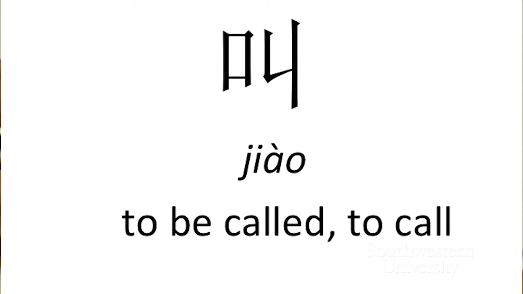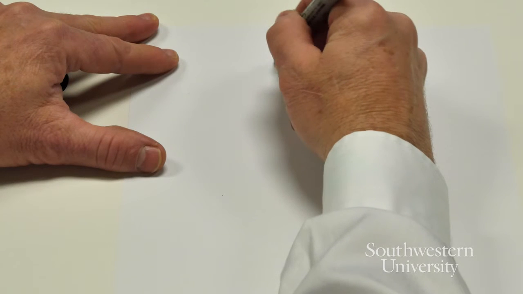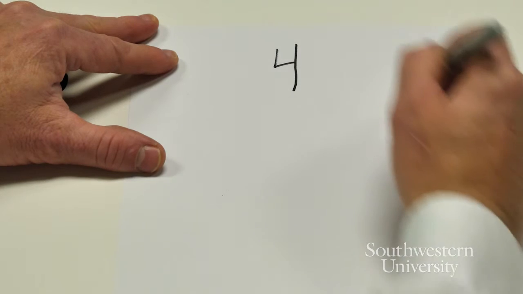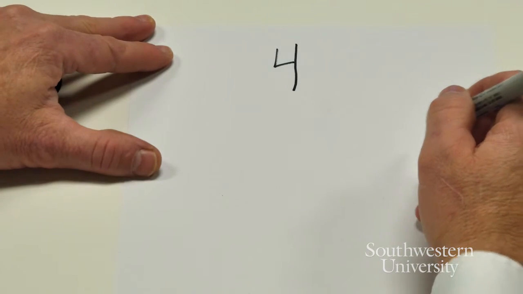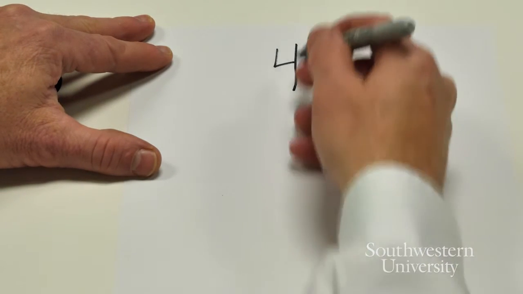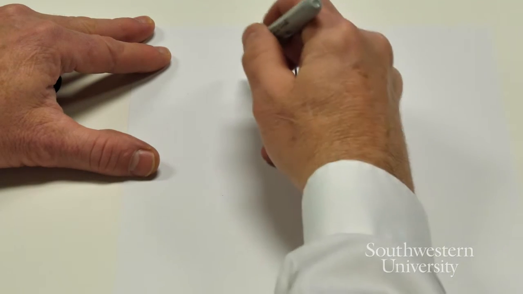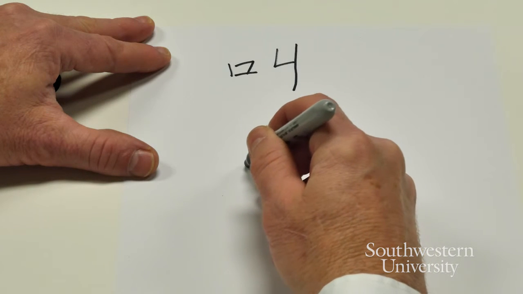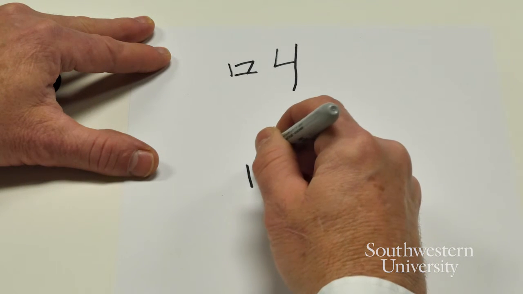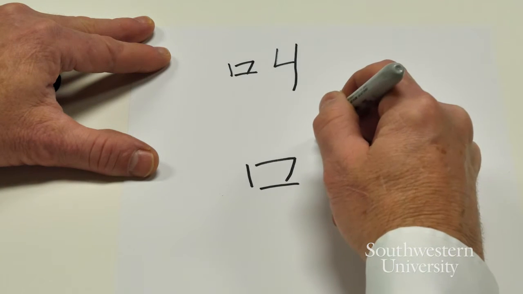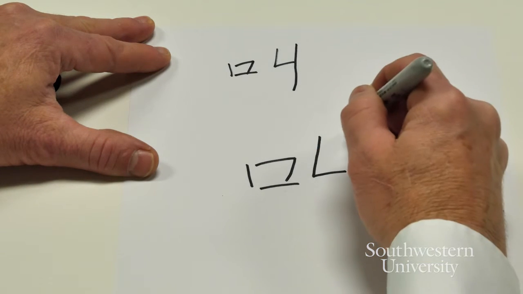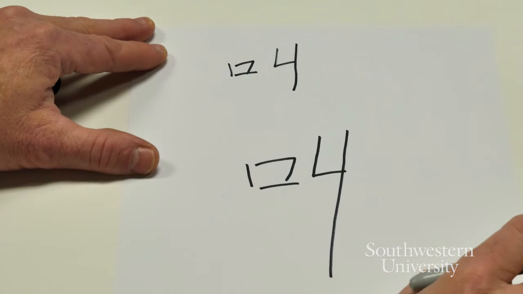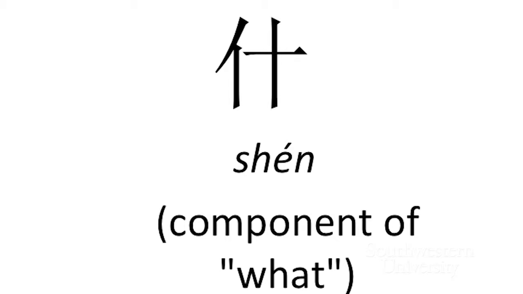The next character, to call someone by name, is composed of two components, the mouth again, and then this component, jiu, which means to call. So that works pretty well, but this character is never used on its own, so we always put the mouth radical on it. Jiao, to call someone. Mouth, shu, hung, ja, hung, and then shu, ja, shu, jiao, to call someone by name.